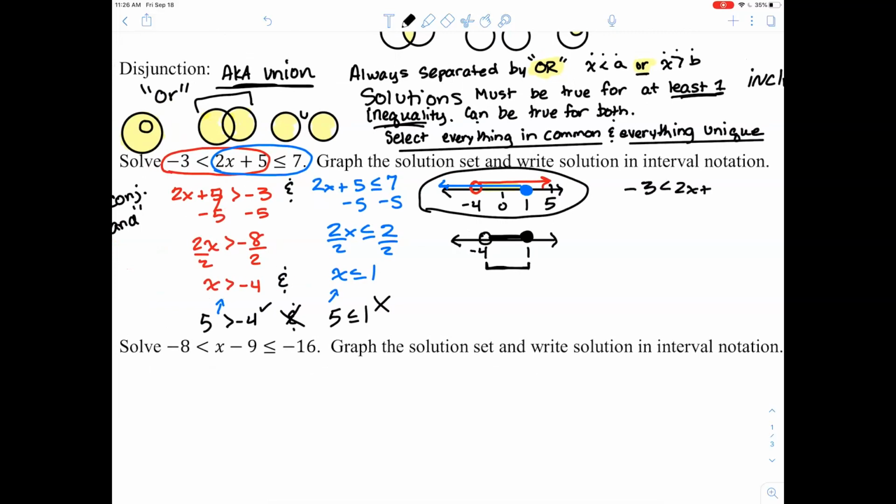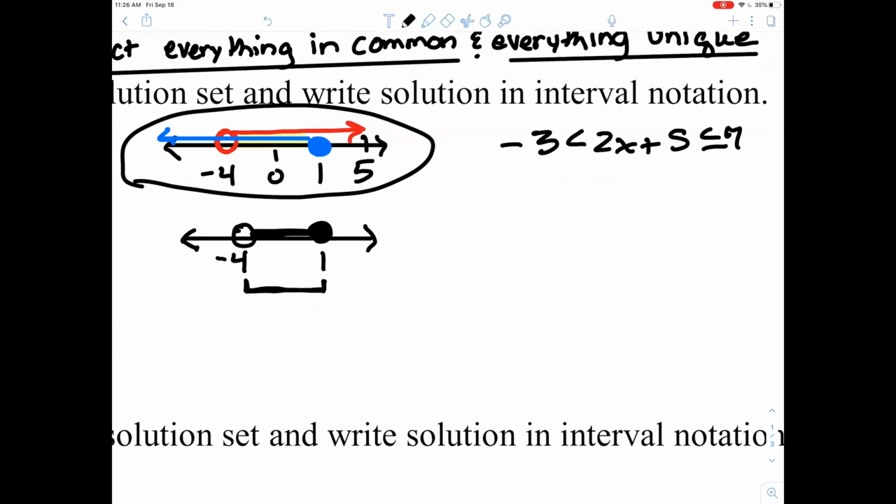-3 is less than 2x plus 5 is less than or equal to 7. In order to solve it in that original form, we would just isolate the x in the center of the compound statement. So we're going to have to subtract 5 from all three sections. So we get -8 is less than 2x is less than or equal to 2.